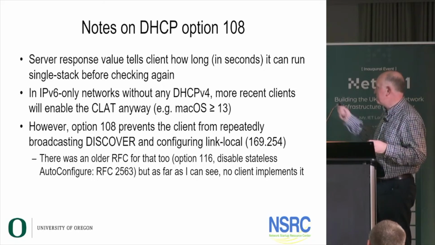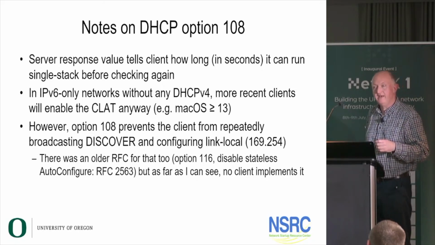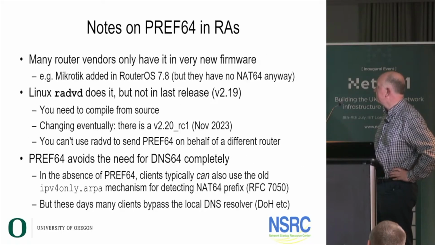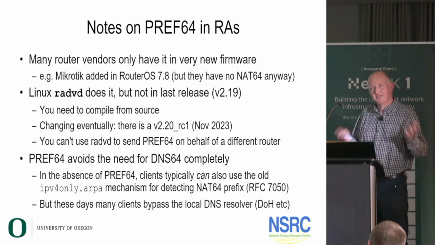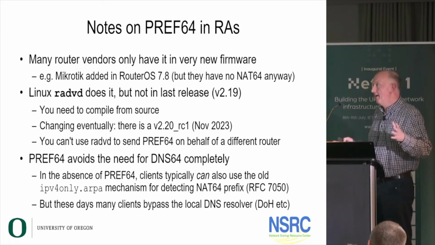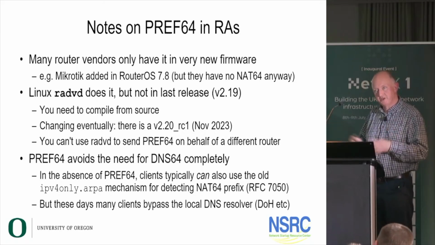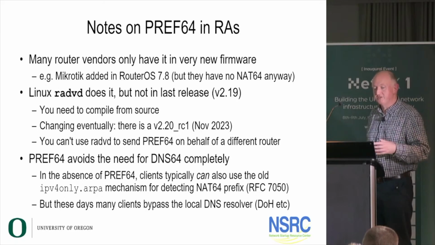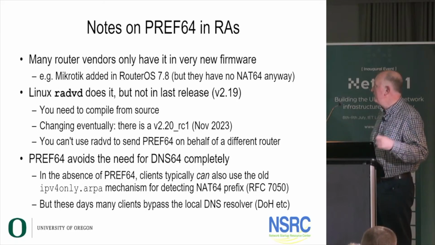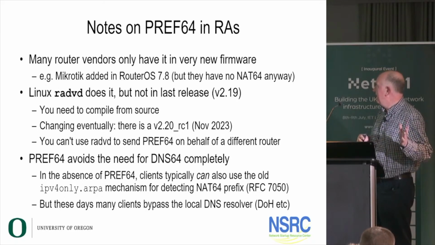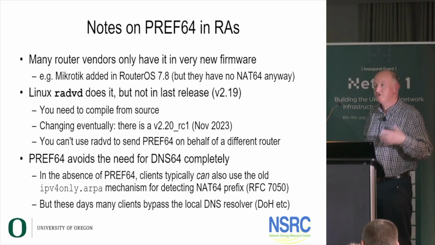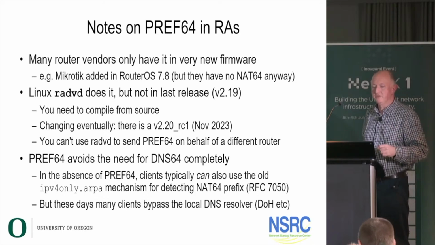Now, there was an older RFC for that. I've given the details there. I've never seen any client that actually implements that, but option 108 is the one that does actually work. All right, so then you need Pref64 in your router advertisements. Lots of vendors now support this, and it's just a config option you can turn on, but you may find it's only in the very most recent versions of the software that you have this. At home, I use MikroTik routers because they're cheap, and in RouterOS 7.8, they added the ability to send the Pref64 announcements, but you should find on modern Cisco, Juniper, or whatever, you can do this.